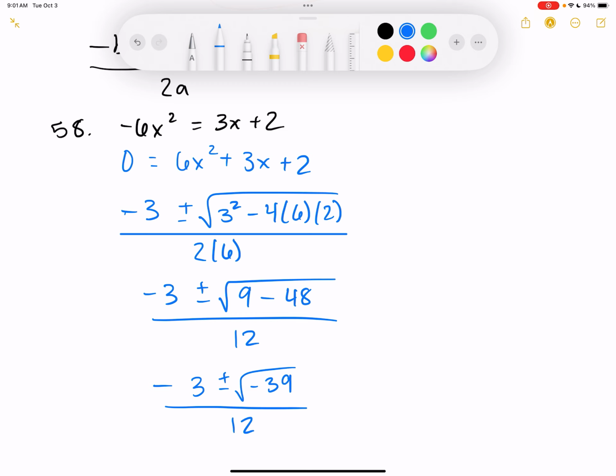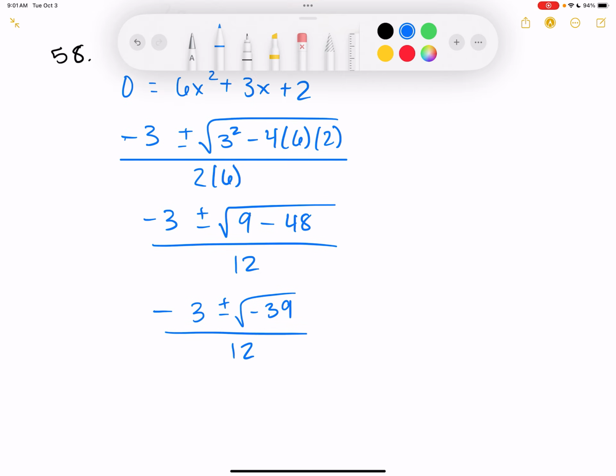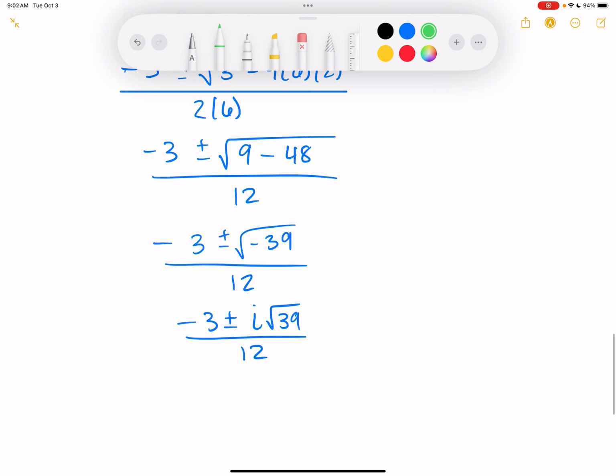What's the problem here? The negative inside the square root. So what do I need to do? Do the i thing. Yep, so negative 3 plus or minus i root 39 over 12. Can anything come out of 39? 3 and 13. I have to have two of the same thing to be able to take it out. So can I take anything out of that? No, so I would just leave it like that. Now, some people, this is what not to do. Some people say that, I'm just rewriting it over here.